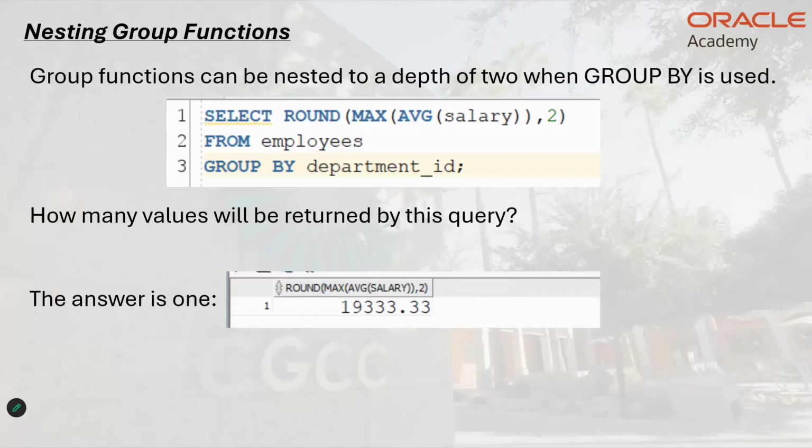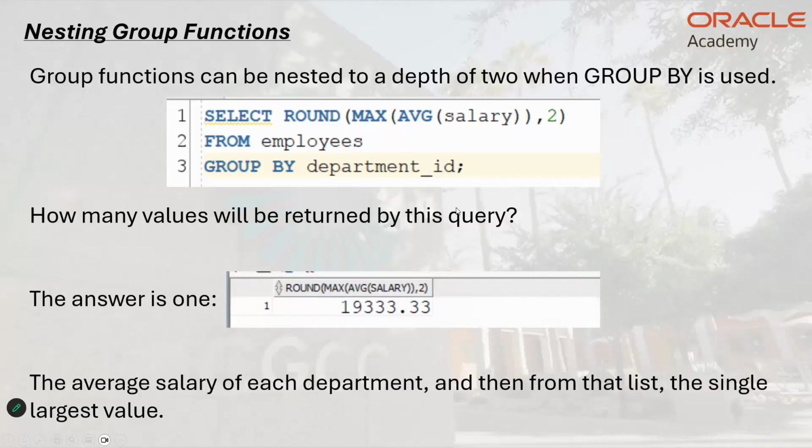Y'all remember the whole idea of group functions? This is just a max average, the highest average of all the departments. Now you probably want to include the department ID to see which department that is, but once again, this is more focusing on nesting functions. So this is the average salary of each department, and then from that list, the single largest value. So will you need that? Who knows? Maybe someone's asking for that information.